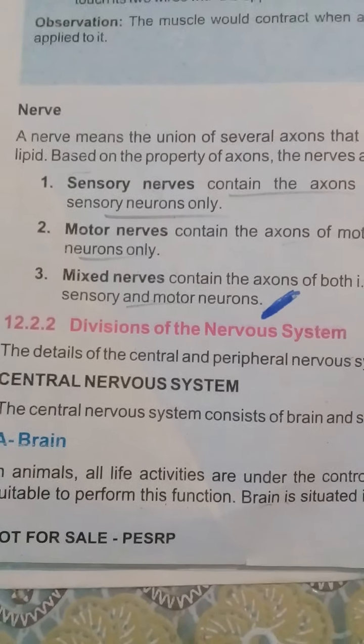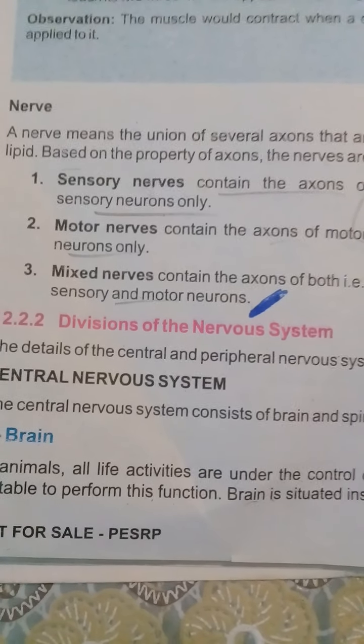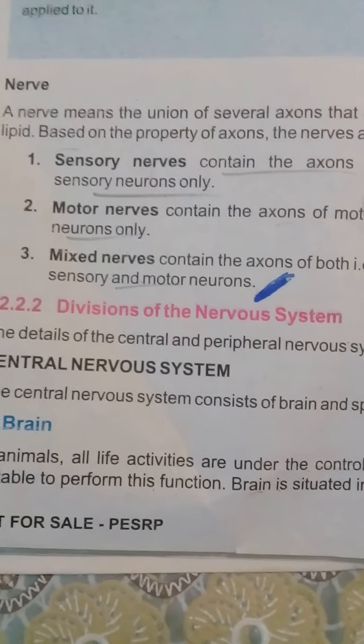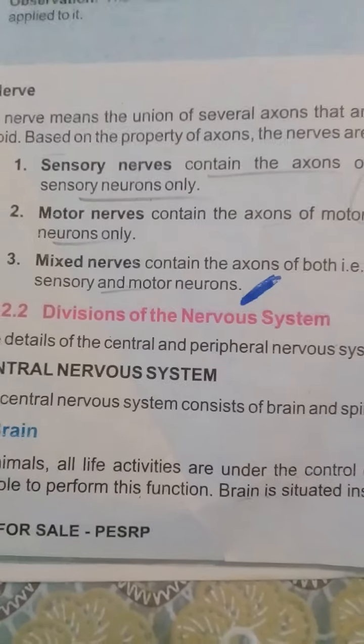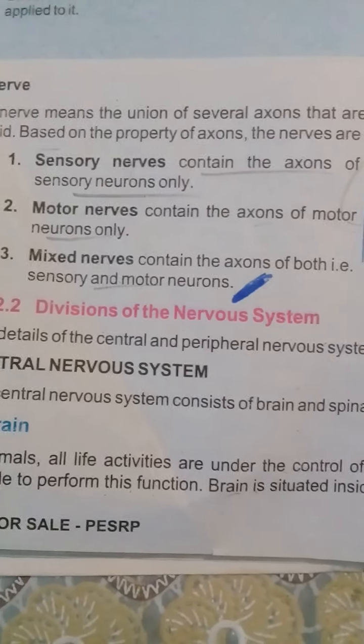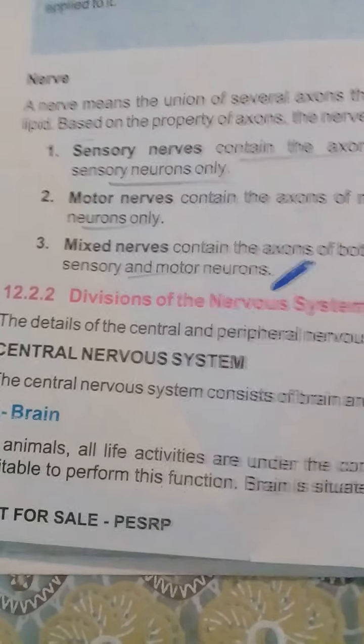Brain. What is the brain? The brain is the control center of our body, of an animal's body, of a human's body. It acts as a control center and carries out all the activities and functions of life. The structure of the brain is perfect for its function.